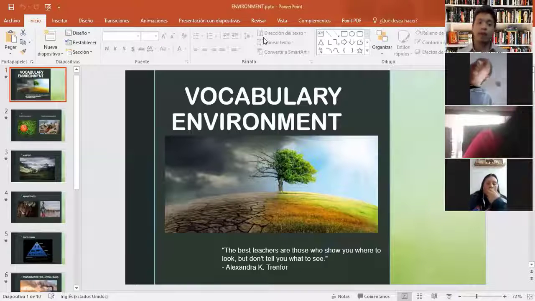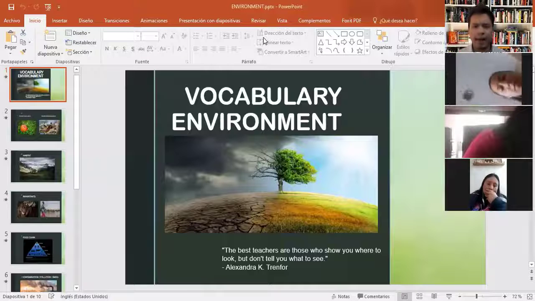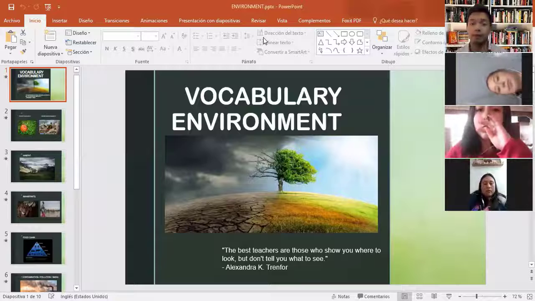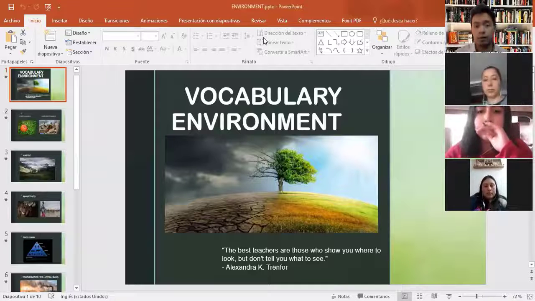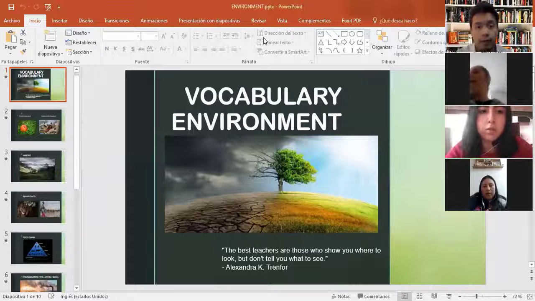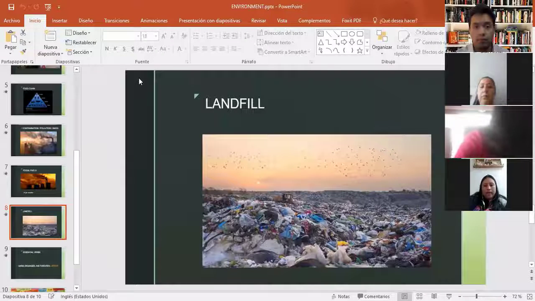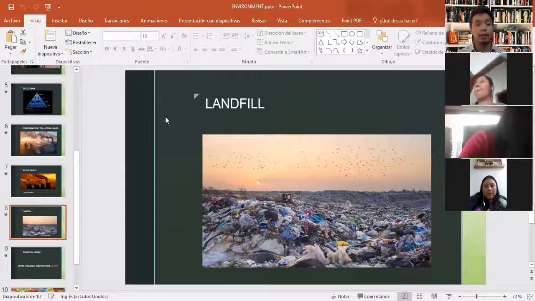And now we have a landfill. Gabby, if you look at this picture, we have a landfill. What do you consider a landfill can be? Landfill. I don't understand landfill. Landfill. Okay. Garbage. All right, good.